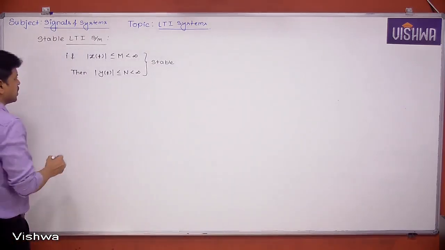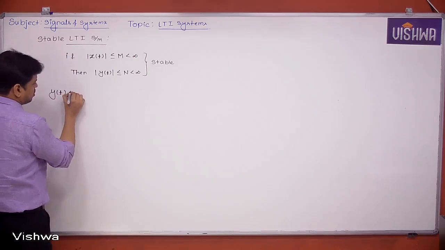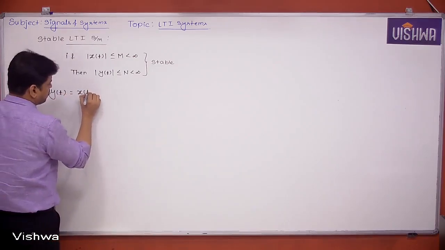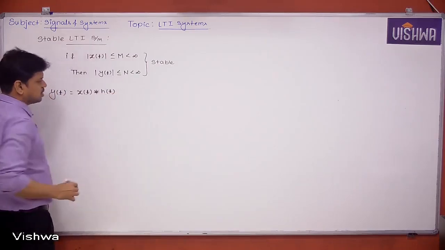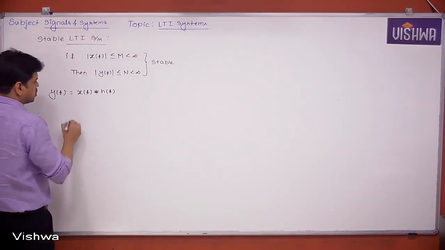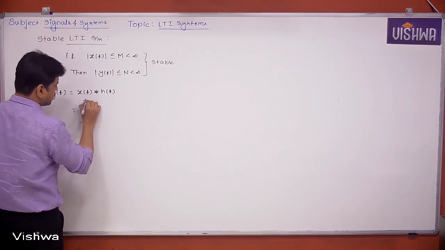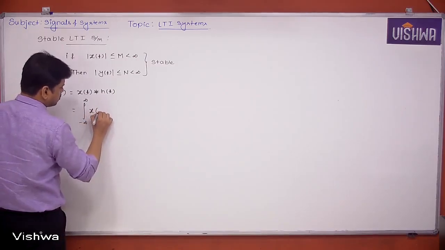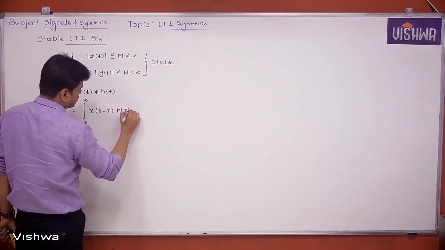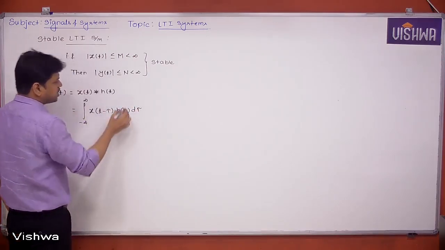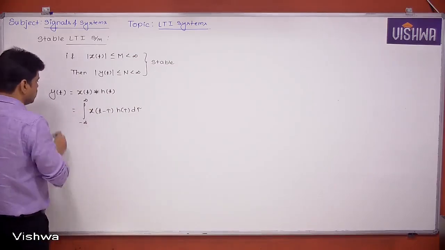Now consider y of t, which is x of t convolution with h of t. So this can be written as integral from minus infinity to infinity x of t minus tau h of tau d tau. I am not making any changes in the h of tau because that's where we have to find out the condition. Okay. So this is what y of t is.